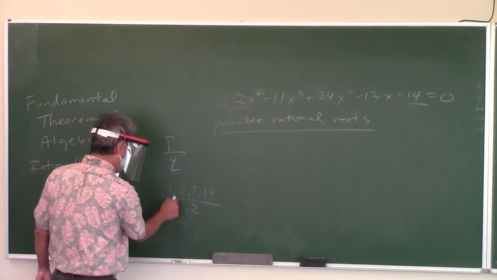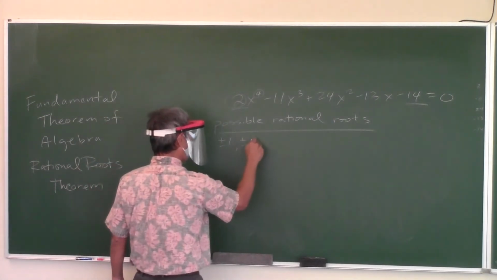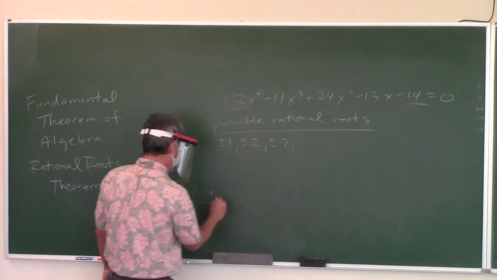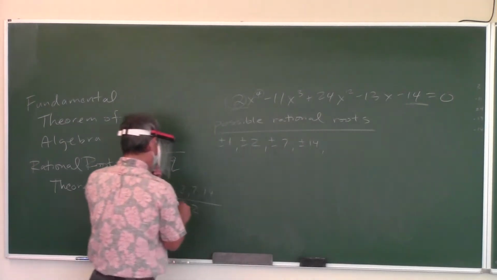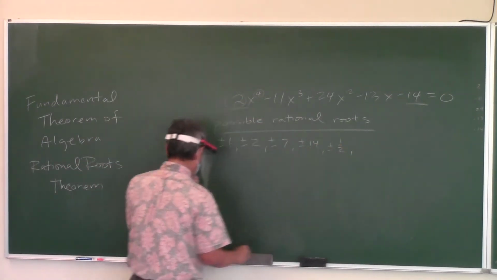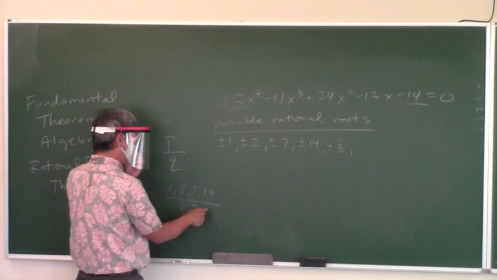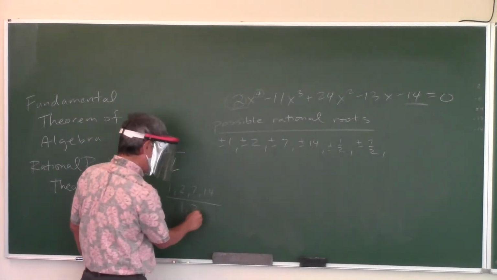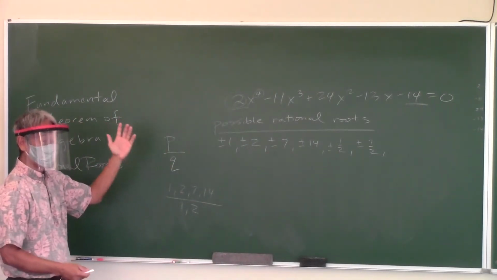Okay, so 1 over 1, so plus or minus 1. 2 over 1, plus or minus 2. 7 over 1, plus or minus 7. 14 over 1, plus or minus 14. 1 over 2, so plus or minus 1/2. 2 over 2 is 1, which you already have on the list. 7 over 2, plus or minus 7 over 2. And then 14 over 2 is 7, we have that on the list. These are called your possible rational roots.